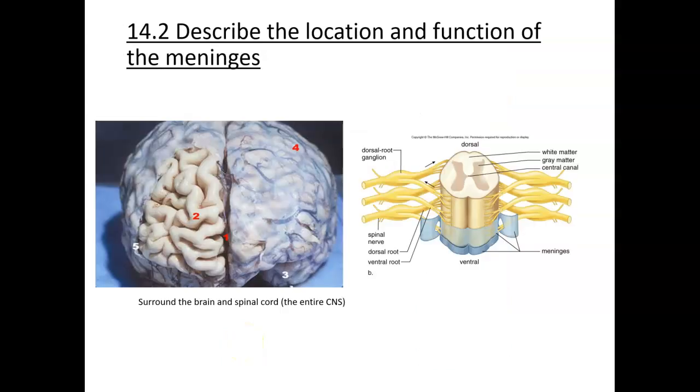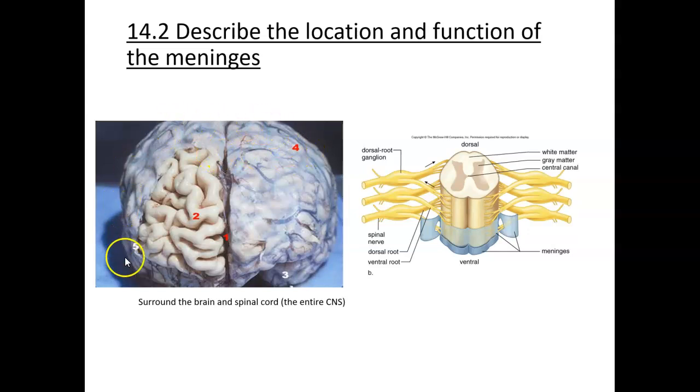Everybody. We are on section 14.2 and now we're on the central nervous system, and you can see I've got a picture of a brain and a spinal cord, the parts of the central nervous system. And you might notice that the brain has this kind of whitish covering over it. And so our learning outcome is: describe the location and function of the meninges. And what you're seeing, this covering, you can see it's been cut away right here.